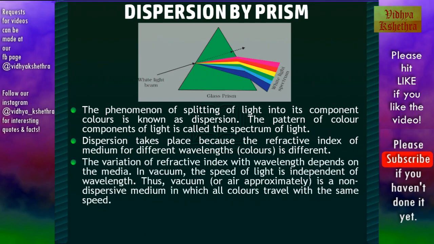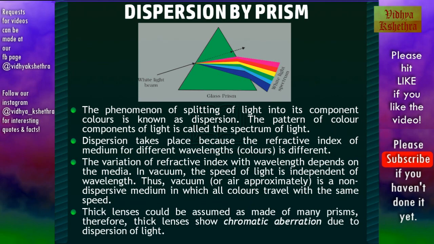So, the variation of refractive index with wavelength depends on the media. In the case of a prism, it is glass. But in vacuum, the speed of light is independent of wavelength. Thus, vacuum or air approximately is a non-dispersive medium in which all colors travel with the same speed.